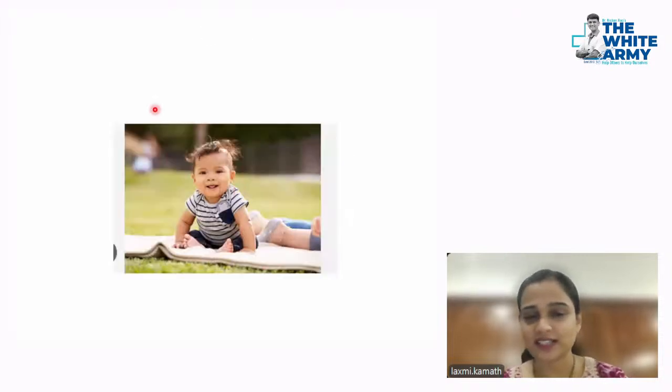So what is this? Can anyone tell me what milestone is this? Sitting with the support. Tripod position. So it is a tripod position. Child is able to sit, but only after taking support from the hand. So this is sitting with support. At what age does this come? 6 to 8 months. 6 months actually. By 6 months, yeah, you can give a range always, not a problem. But by 6 months, the child should be able to sit with support.